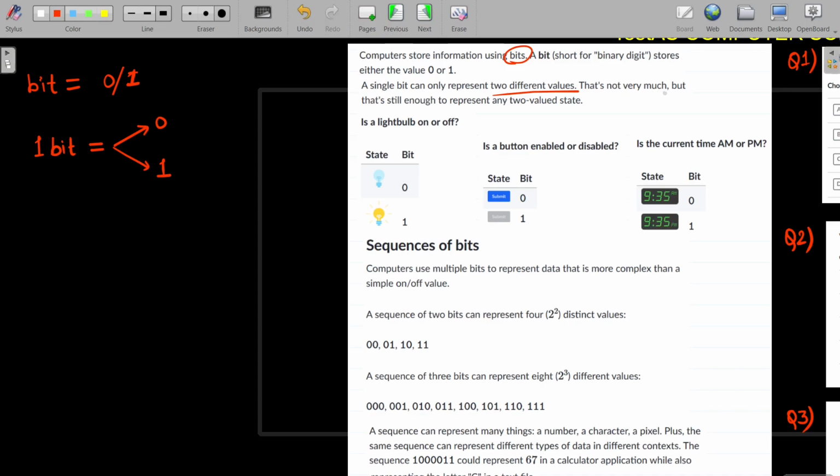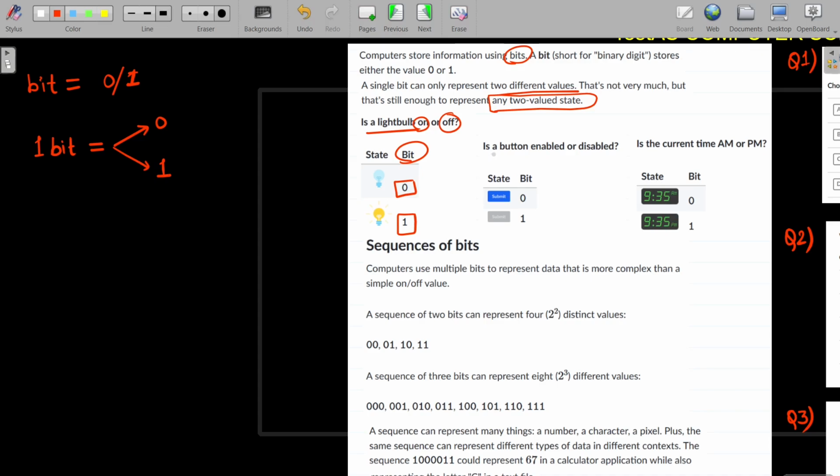That's not very much, but that's still enough to represent any two-value state, that we can say the binary state. It means which can have only two possibilities, right? For example, either yes or no, right or wrong. For example, is a light bulb on or off? So it will have only two possibilities, either on or off. You have to answer in only two cases. So this information, the position of the light bulb, can be stored in a single bit. Either you can write 0 or 1. Now it's our mapping. I can represent 0 as off and 1 as on.